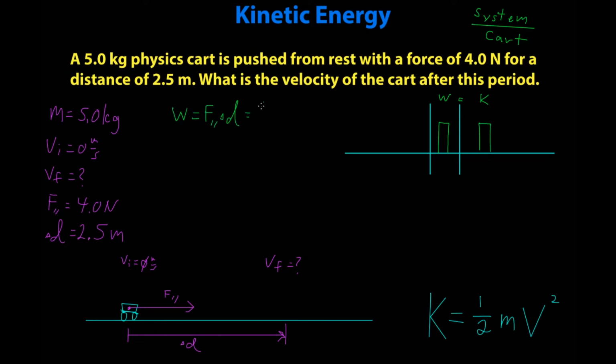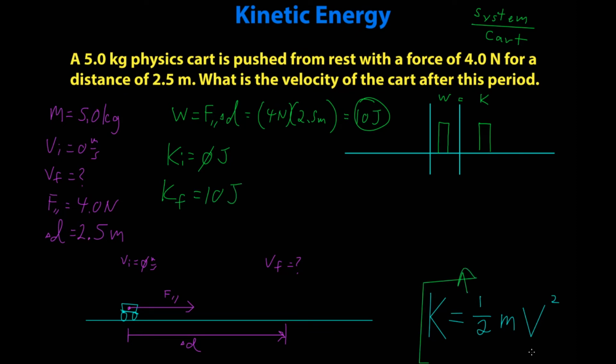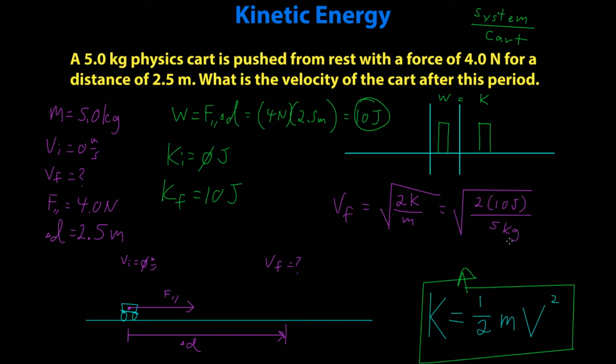Work is force parallel times delta D. 4 times 2.5 is 10 joules. This is also my change in kinetic energy. So my kinetic energy initial is 0 joules. My kinetic energy final is going to be 10 joules. The next thing I'm going to do is rearrange my kinetic energy equation for velocity. First, I'll multiply both sides by 2, which would give me 2K divided by m. Take the square root. Therefore, velocity final, which is what I'm looking for, the square root of 2 times 10 joules over 5 kilograms, gives me 2 meters per second, which is my Vf.